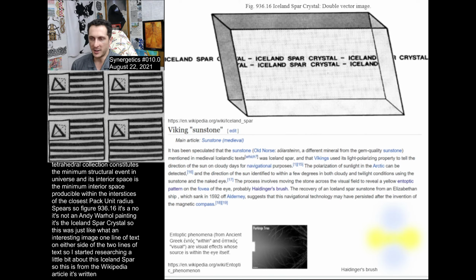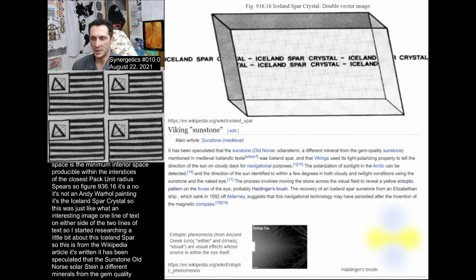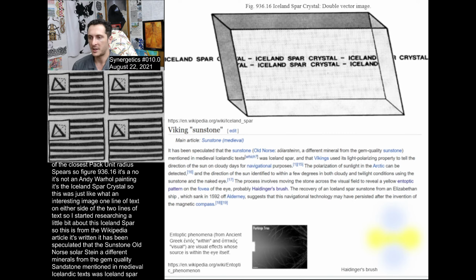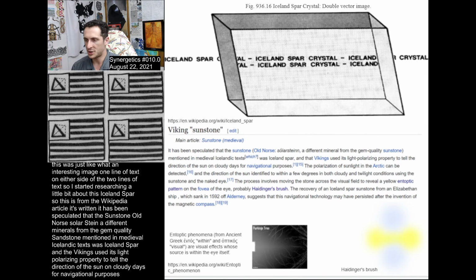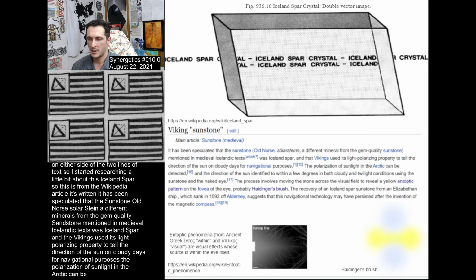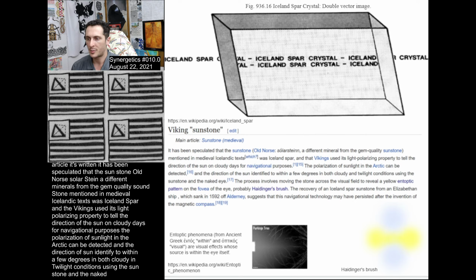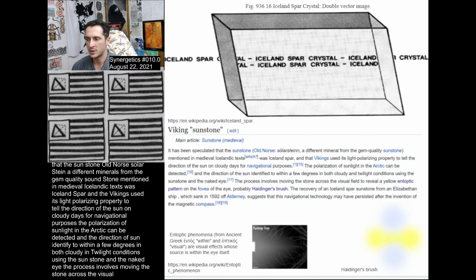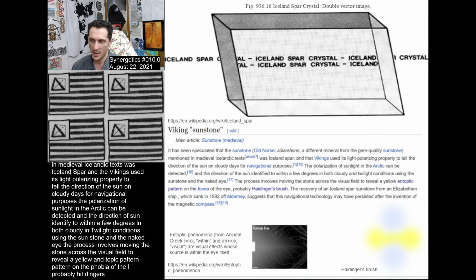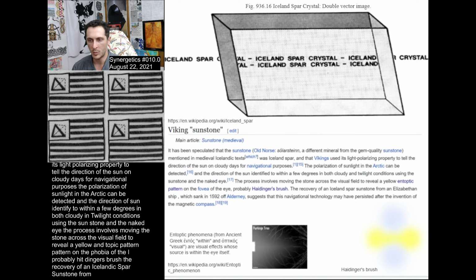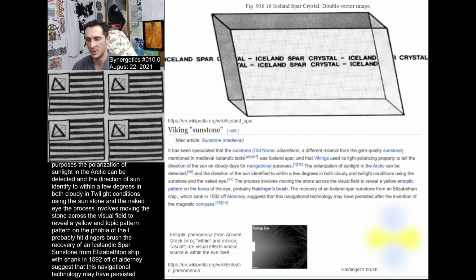It's written, it has been speculated that the sunstone, Old Norse Solarstein, a different mineral from the gem quality sunstone, mentioned in medieval Icelandic texts was Iceland spar, and that the Vikings used its light polarizing property to tell the direction of the sun on cloudy days for navigational purposes. The polarization of sunlight in the Arctic can be detected, and the direction of sun identified to within a few degrees in both cloudy and twilight conditions using the sunstone and the naked eye. The process involves moving the stone across the visual field to reveal a yellow entoptic pattern on the fovea of the eye, probably Heidinger's brush. The recovery of an Icelandic spar sunstone from an Elizabethan ship which sank in 1592 off of Alderney suggests that this navigational technology may have persisted after the invention of the magnetic compass.